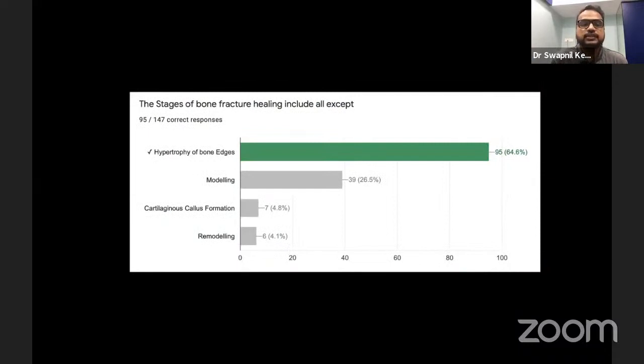The first question was: the stages of bone fracture healing include all except. Quite a few of you have given the right answer. The right answer was hypertrophy of bone edge, which is not a part of healing, but is actually an early sign of non-union, hypertrophic non-union.